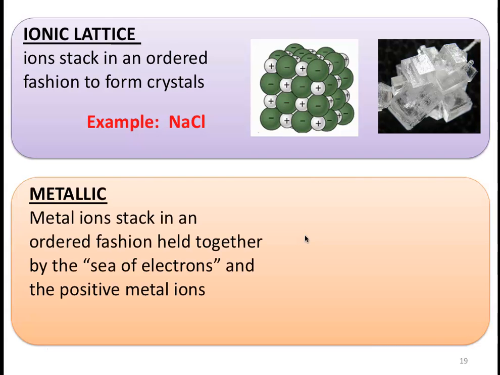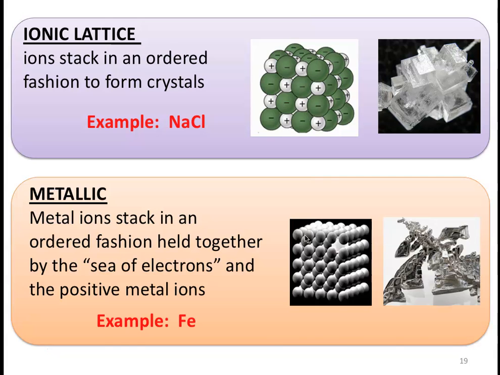Metallic ions, again, interestingly, also form a type of crystal structure. But again, we have that whole sea of electrons idea where all these negative electrons are free-flowing through everything, all attracted to the nucleus or the protons of everything, which makes metals pretty darn strong. Questions on ionic or metallic?